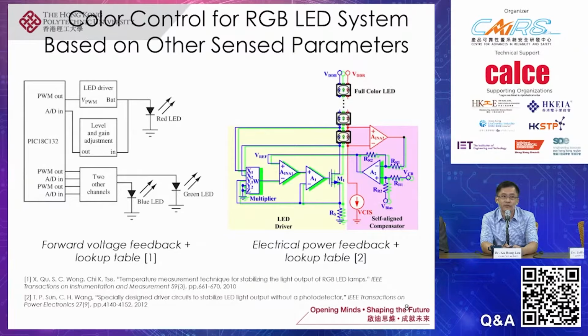The second method is by feeding back the electric power of an LED. The idea is very simple. It also measures the forward voltage of an LED as an indication of the temperature, and then adjusts the power delivered to the LED to make sure that all three LEDs will output a stable luminous flux. Now, the drawback of these two methods is that they depend on the use of a lookup table. A lookup table means we need to have some pre-calibrations.